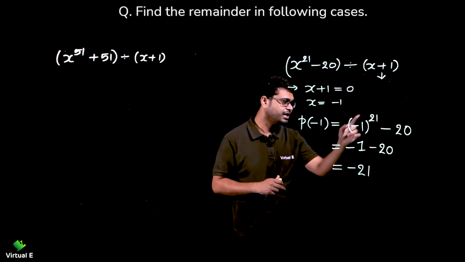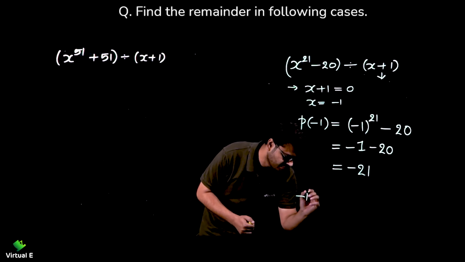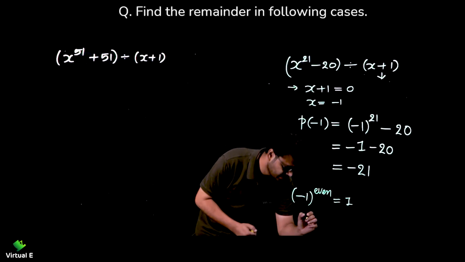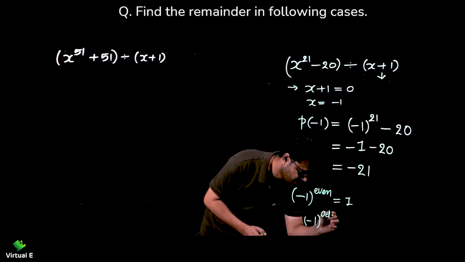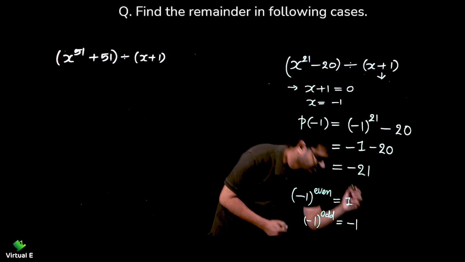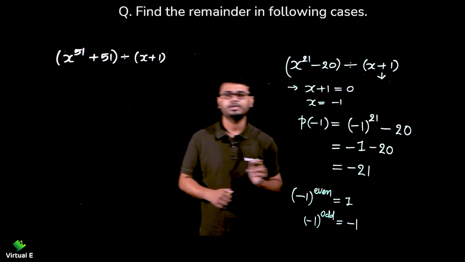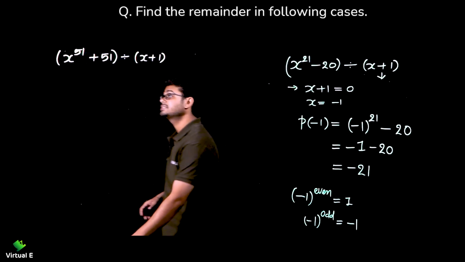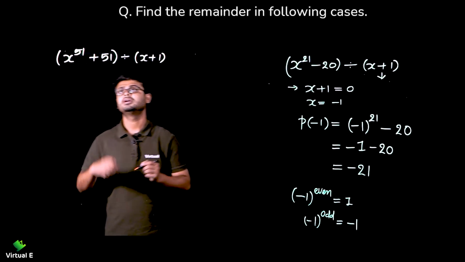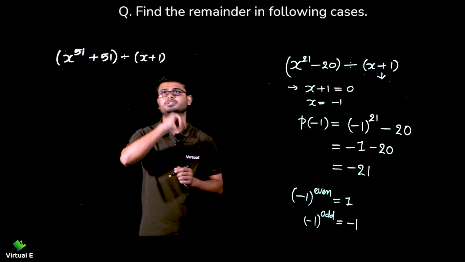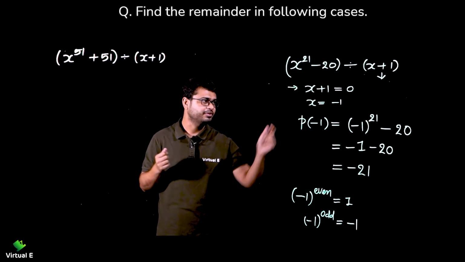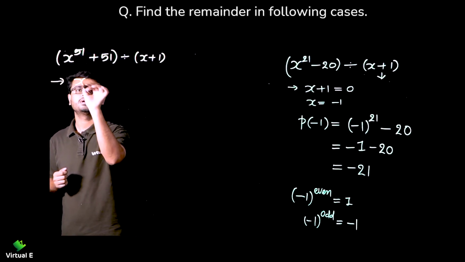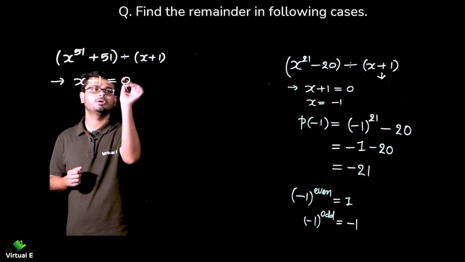But keep in mind, let's write here, minus 1 raised to an even power means it is 1, and minus 1 raised to an odd power is minus 1, right? This is the property you need to have in mind. Simple. Now let's move on to the next question. x raised to 51 plus 51 divided by x plus 1. Again here the divisor is the same as in the previous case. So let's do the calculation. Let's equate the divisor to 0. x plus 1 is equal to 0.